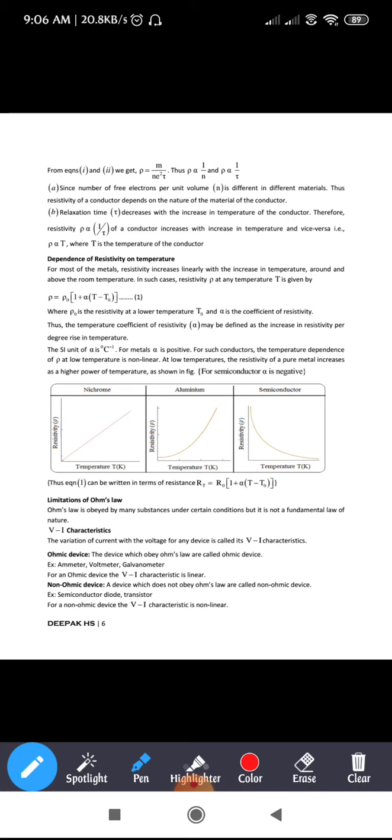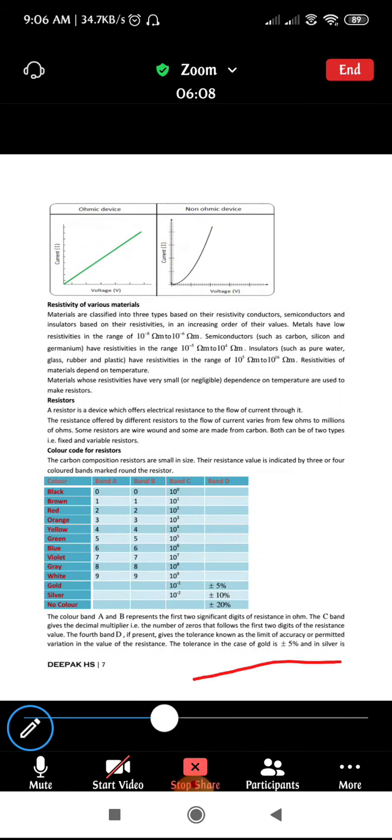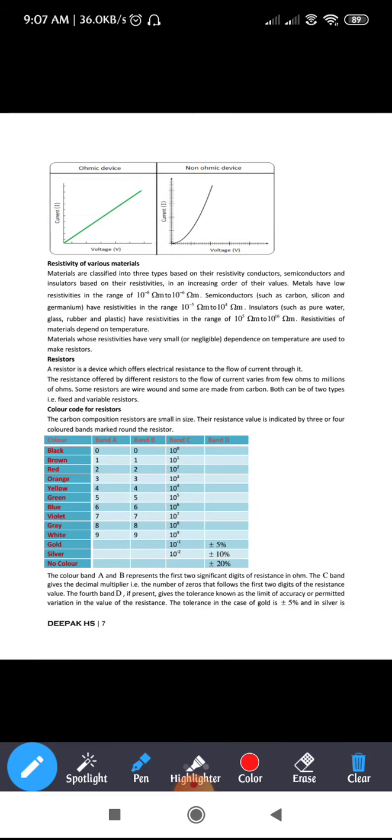Coming to the IV characteristic or VI characteristic, it is the graph of voltage versus current. Coming to ohmic and non-ohmic devices: an ohmic device is a substance which obeys Ohm's law, for example ammeter, voltmeter. A non-ohmic device doesn't obey Ohm's law; an example is a semiconductor. As you can see, the graph for an ohmic device is a straight line, whereas for a non-ohmic device it is a curve.